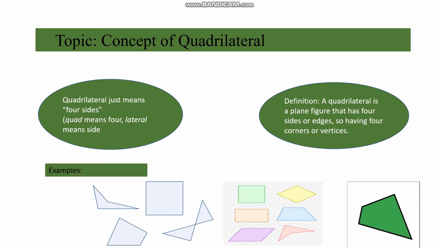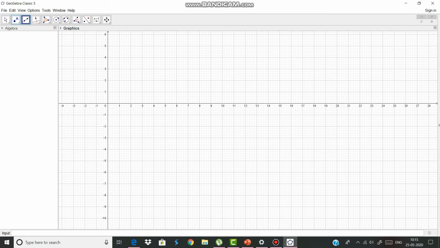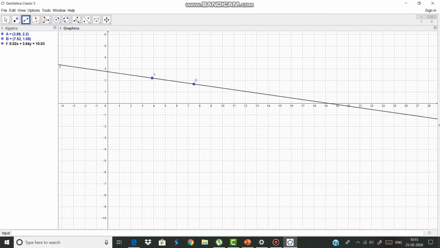Through GeoGebra we can make some quadrilaterals. So let us try. For example, we are taking the first side, and this one is the second side, and this is the third, and this one is the fourth side. It's a closed figure with four sides. So this shape is called the quadrilateral.